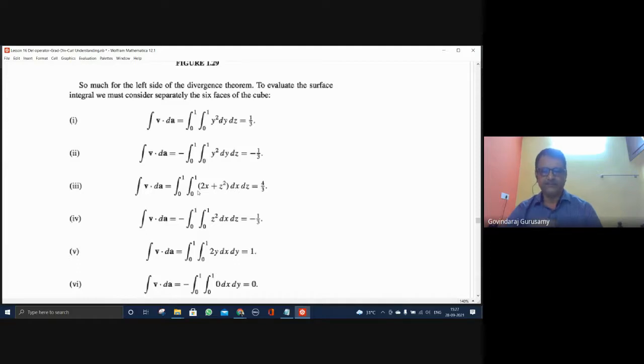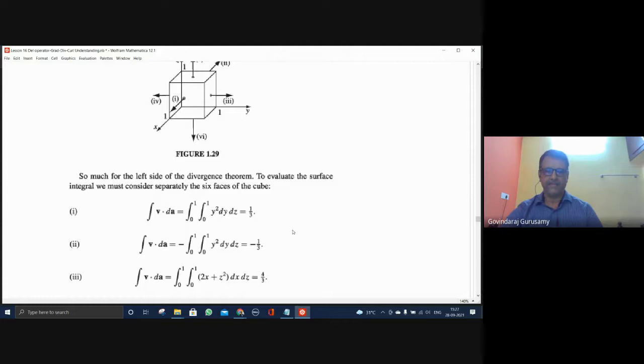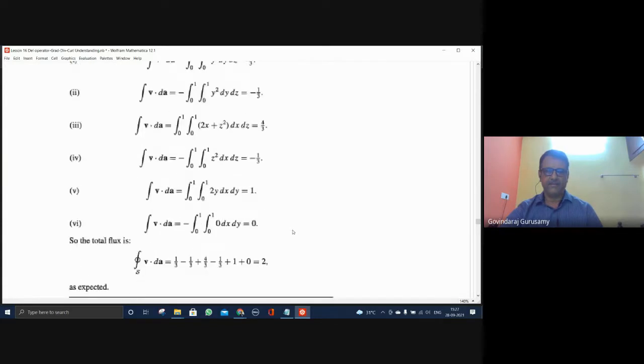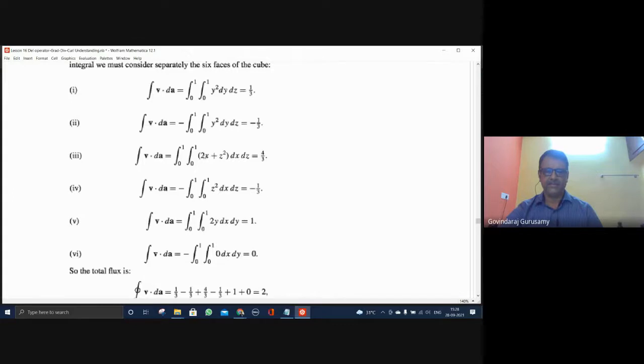You know why this is happening? What happened to the x? 2x dy dz. What is happening? Why is there a z square alone? That is where you have to think. Here it is the same, but it's getting modified. Minus 1/3. So the x component is not seen. And what could be the reason for that? When you find v dot dA, this will disappear.